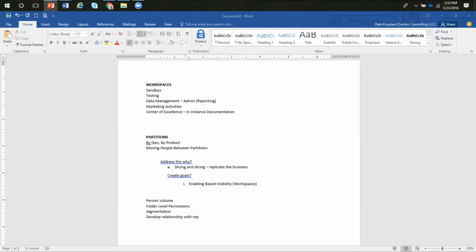If you guys have any thoughts, what would be the advantage, or necessity, of having all those disparate instances? Why could that not be handled with Workspaces?